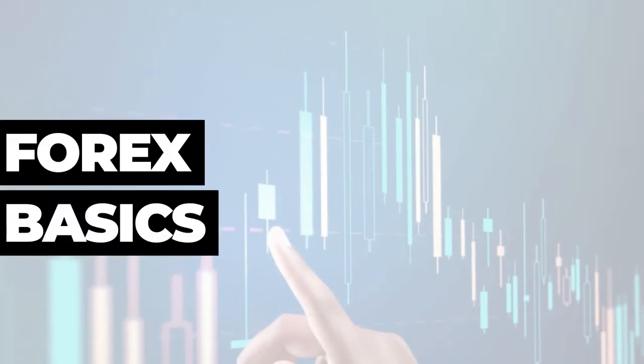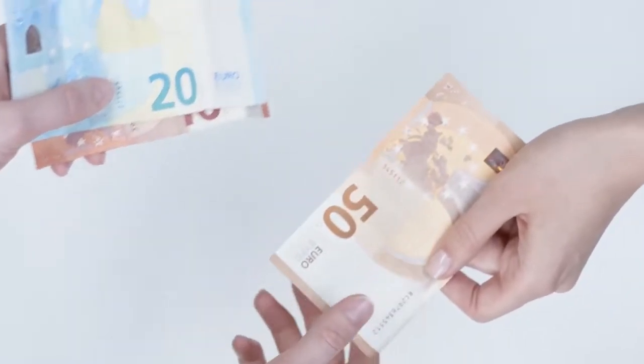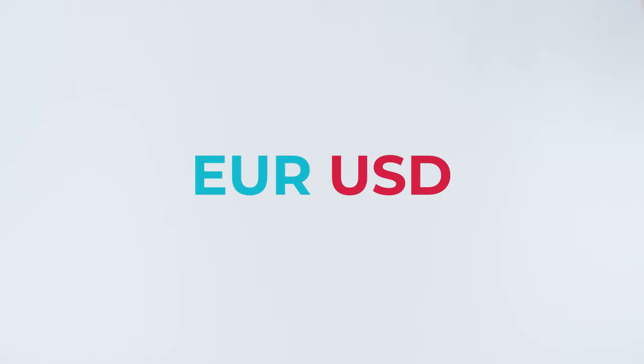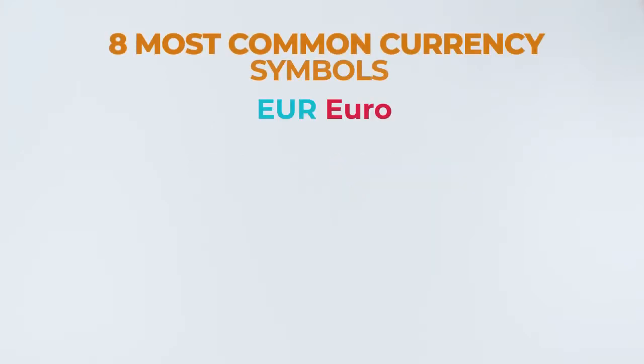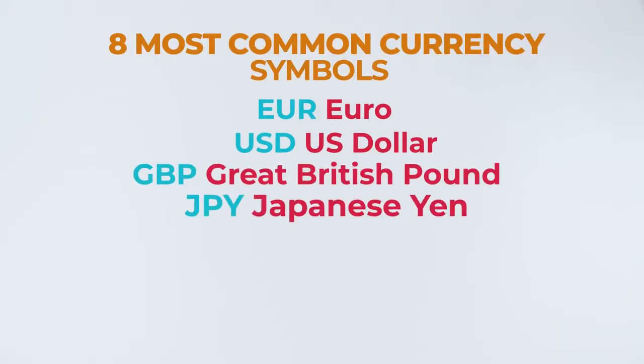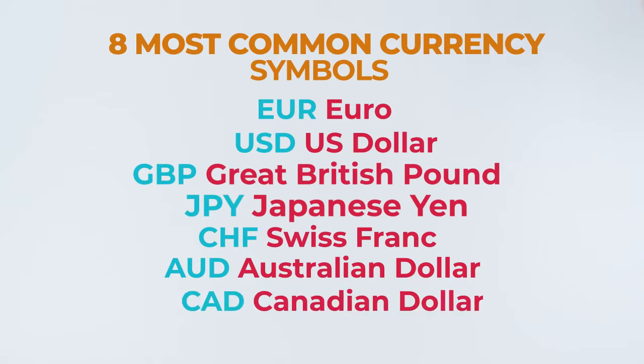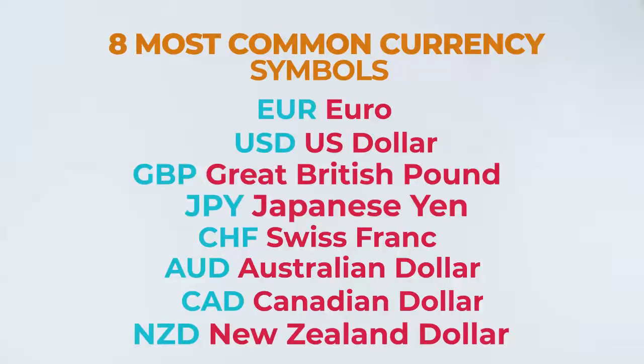Forex basics, okay? If you know nothing about Forex, understand that Forex is always quoted with currency pairs, right? One currency being exchanged for another currency, okay? And each currency is given a 3-letter code. EUR is the Euro, USD is the US dollar, GBP is the Great British Pound, JPY is the Japanese Yen, CHF is the Swiss franc, AUD is the Australian dollar, CAD is the Canadian dollar, and NZD is the New Zealand dollar.